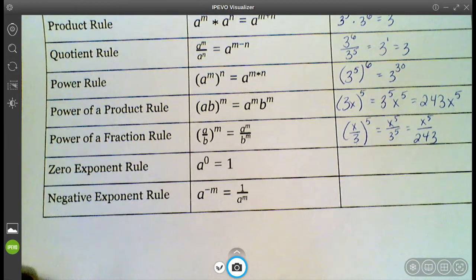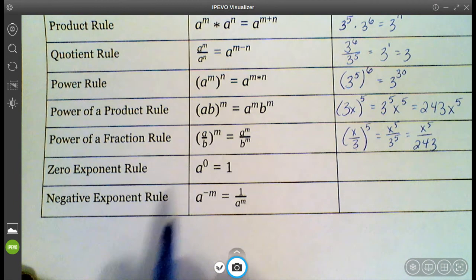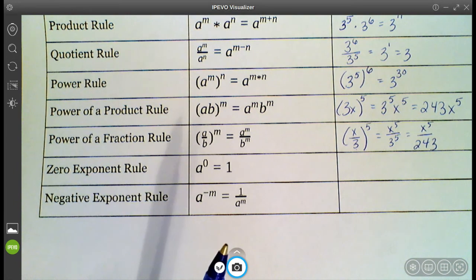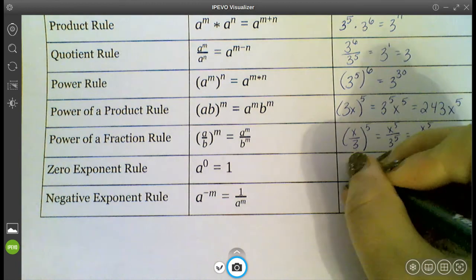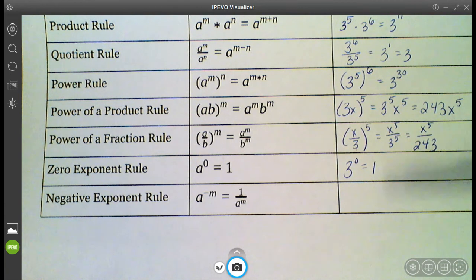Right, only 2 more to go here. The 0 exponent rule just says if you take any number and raise it to the 0 power, the answer is going to be 1. So if I take 3 to the 0 power, it's 1. If you took x to the 0 power, still 1. Anything to the 0 power is 1.